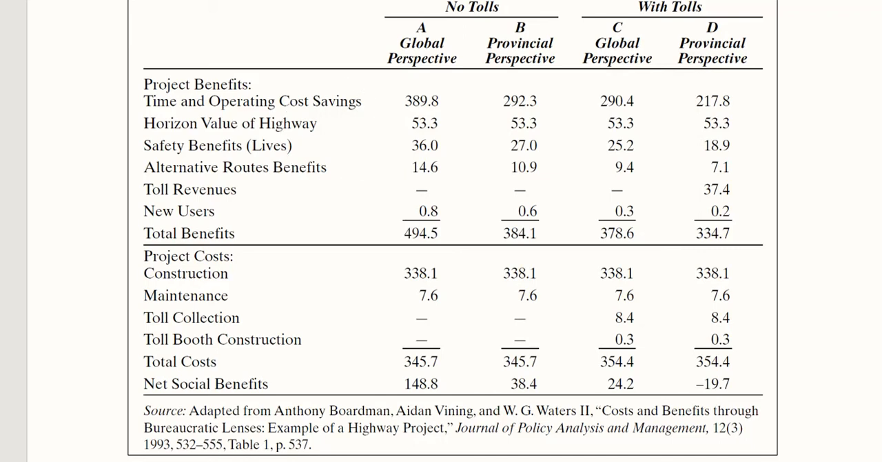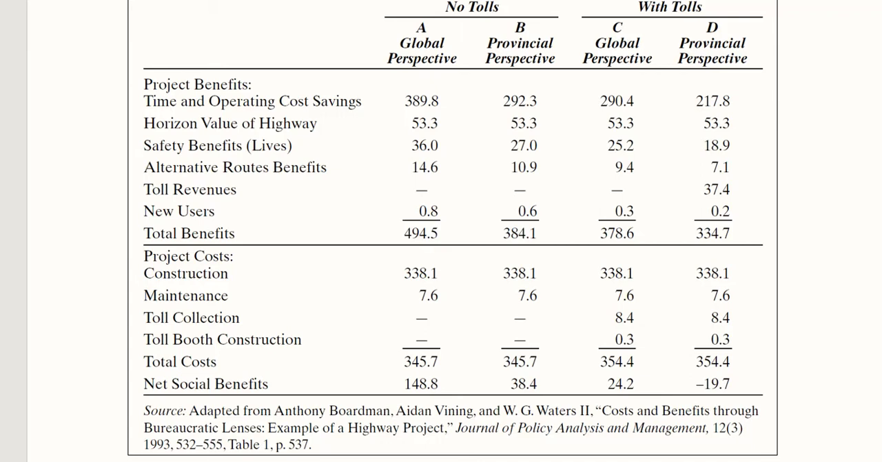The horizon value is assumed to be the same no matter we have tolls or not. At the end of the project life, the remaining value will remain the same. More people will travel and more safety will be there for more people, so greater values as compared to with tolls options. Alternative route benefits will be greater because more people are traveling and more benefits are there, or more costs are saved.